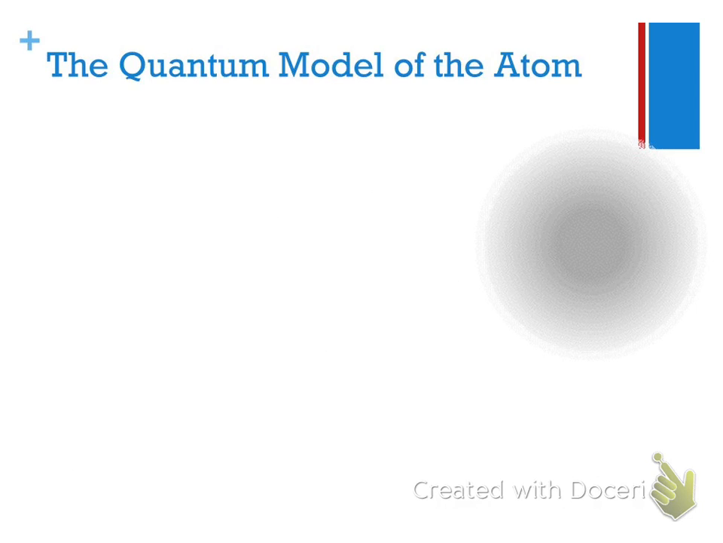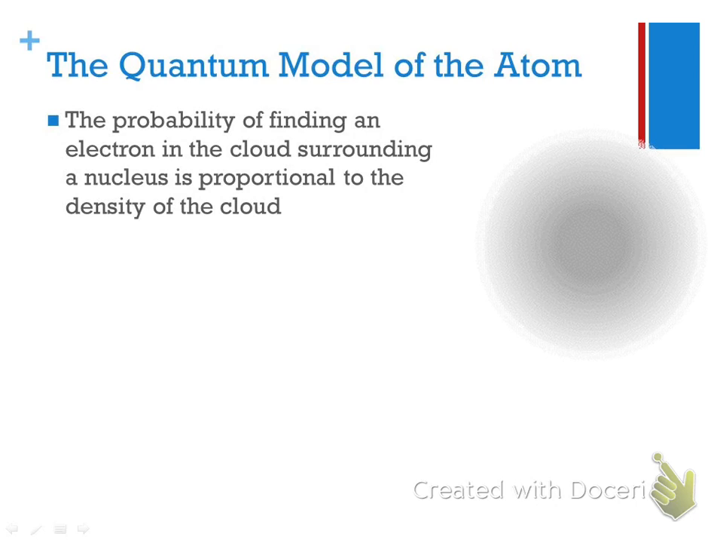Okay, our next model is called the quantum model. We're going to spend a little more time on this one. This is a sketch of what the quantum model looks like. It starts with a dense region in the middle, so it's more shaded in the middle. We think electrons are closer to the middle, and as it fans out, we think electrons might be fewer and far between. So that shaded circle is our prediction area of where we think we're going to find electrons. The probability of finding an electron in the cloud surrounding the nucleus is proportional to the density of the cloud.